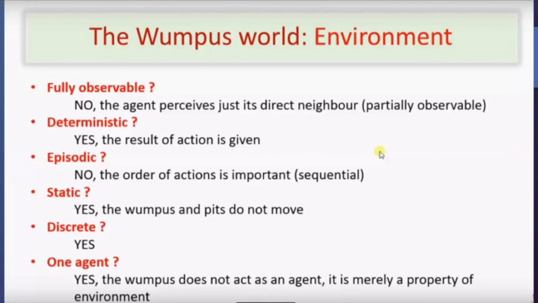Discrete, yes, everything is discrete here. One agent? Yes, only one agent is there. Wumpus is not an agent, it does not act as an agent. It is just an obstacle there, and it is mainly a property of the environment.